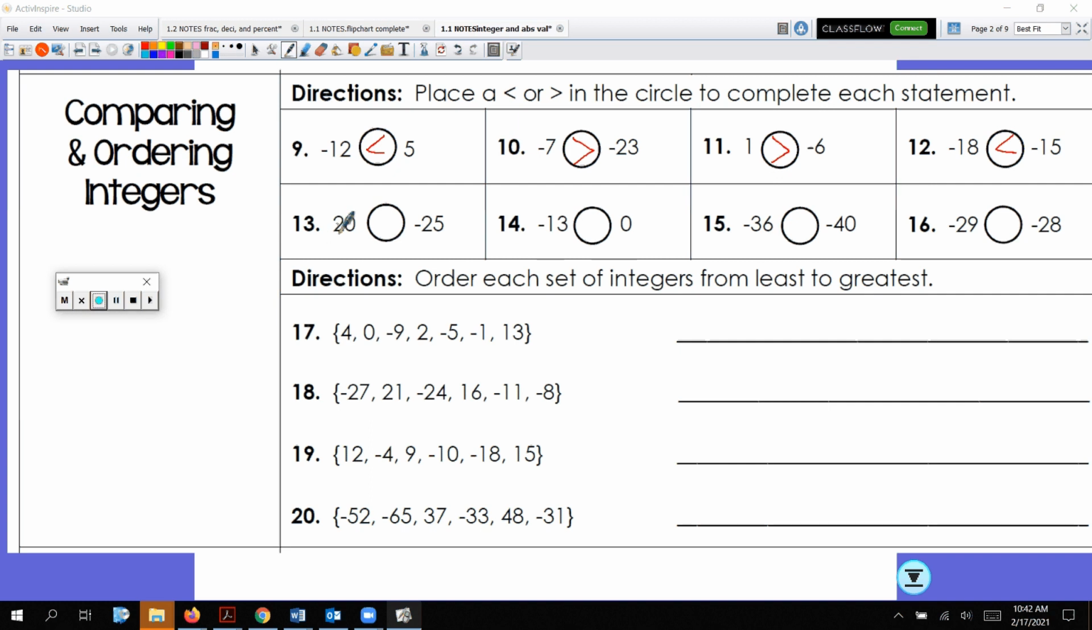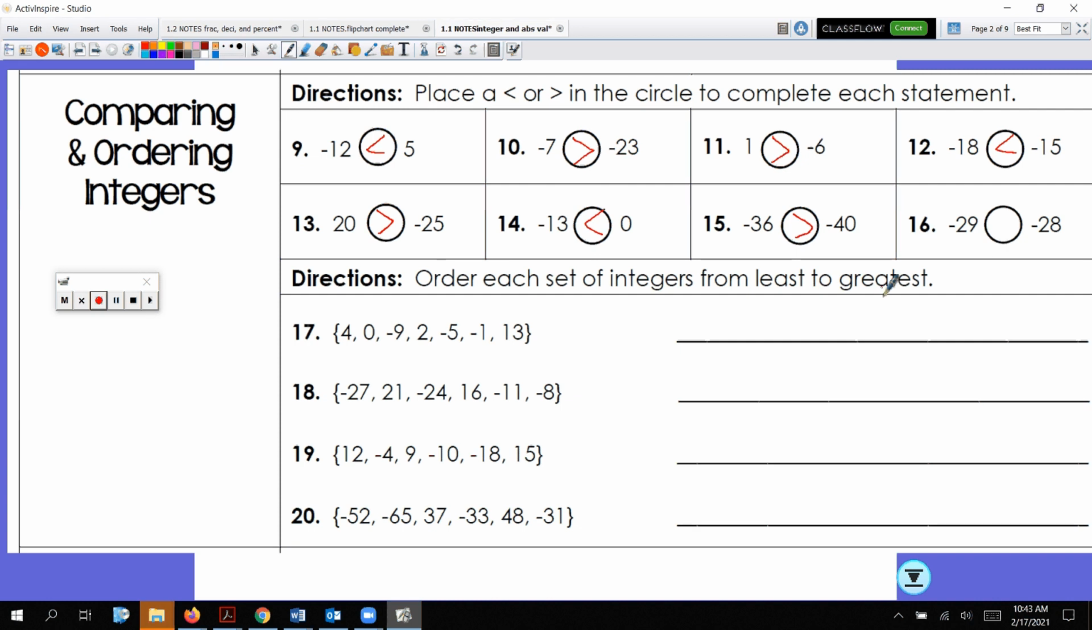All right, number 13, I have a positive and a negative. Well, positive is always bigger than a negative. Number 14, this is really strange because I'm comparing negative 13 and 0. Just know the bigger the negative, the smaller the number. So 0 in this case is bigger than negative 13. Comparing 2 negatives, the biggest negative is the smallest number. So negative 36 is greater than negative 40.